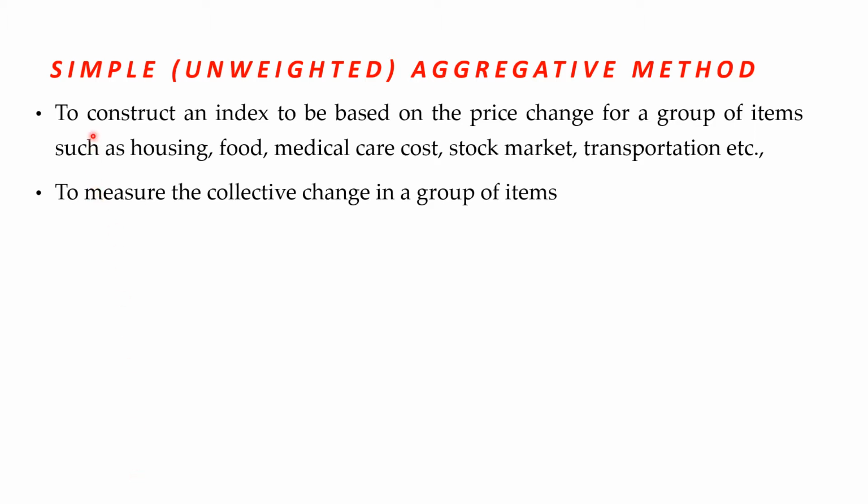Now this simple aggregative method is useful when we have to construct an index which is based on the price change for a group of items. When we consider a relative index, the price change of a single item is considered, whereas in the simple or unweighted aggregative method, it is based on the price change for a group of items such as housing, food, medical care cost, stock market, transportation, etc. So if we need to know the change in price for a group of items, then we can use the simple or unweighted aggregative method. It measures the collective change in a group of items.